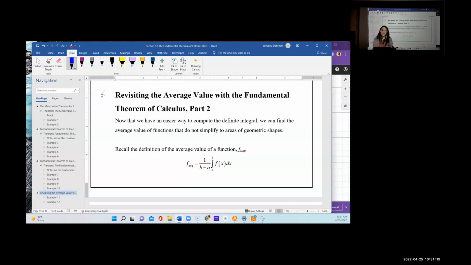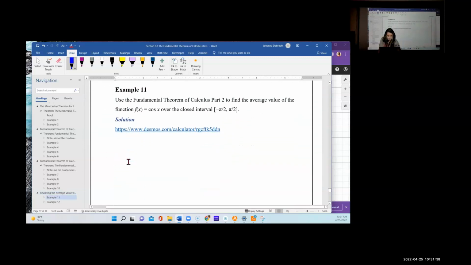Now we have a new method of computing the area between the curve and the x-axis. We no longer have to use a geometric formula. This will allow us to find the average height of functions that don't lend themselves to geometric formulas. Let's take a look at one like that.